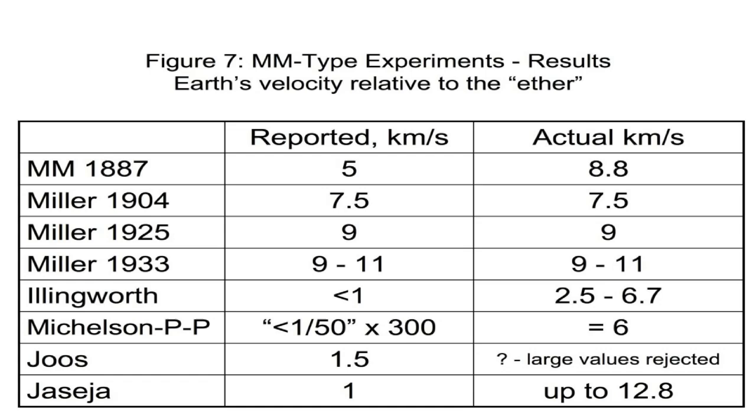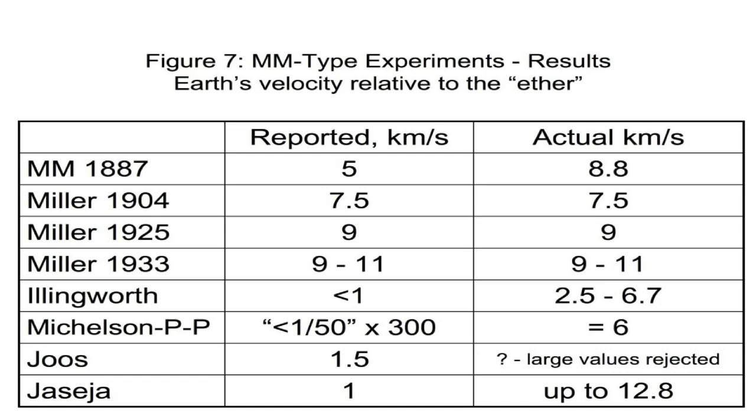So very briefly, here's the original Michelson-Morley. They reported 1/6, which was close to 5 kilometers a second. Higgs showed that it actually measured 8.8. Dayton Miller did 3 sets of experiments over the years and accurately reported a series of values of roughly 8, plus or minus 8, 9. He found some consistency. Illingworth reported less than 1 kilometer a second, but actually the data in his own paper, if you analyze it properly, gives something between 2.5 and 6.7.